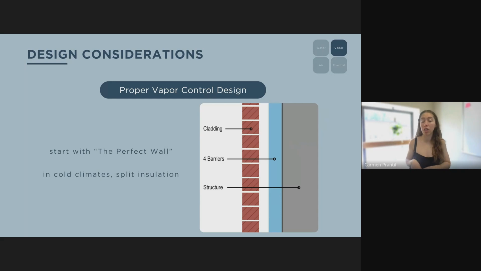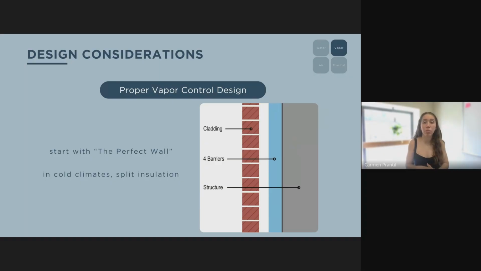It's going to work in your hot, humid climate. It's going to work in your cold climate. It's going to work in every climate in between. And so for proper vapor control design, start with the perfect wall. Then in cold climates, where insulation is a little more important, or we need some more of it, we will split the insulation. That means we're going to have some insulation on the exterior in line with these four barriers, outboard of the structure, and then we'll also put some insulation on the interior. So you have a hybrid wall.